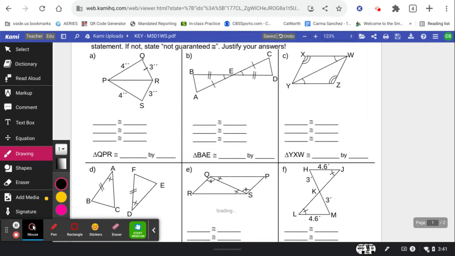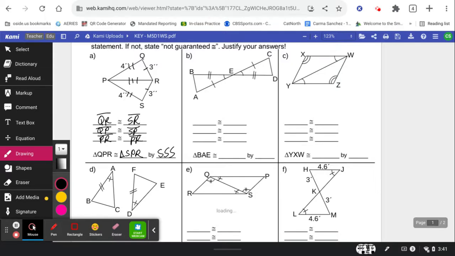So here, when they have a 3 marked, it means those are 2 congruent sides, right? So we're going to say something like side QR is congruent to side SR, side QP is congruent to side SP, and then this reflexive side, PR, is congruent to itself. So this is congruent by side, side, side. So triangle QPR is congruent to triangle SPR.